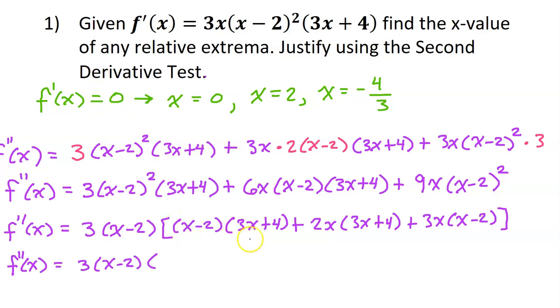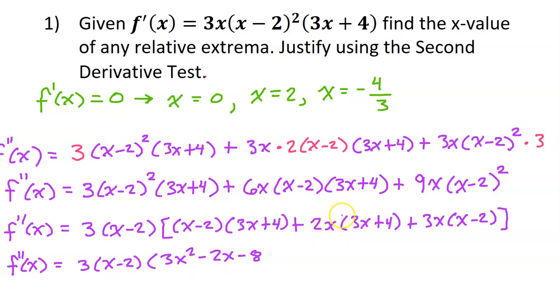I am mentally multiplying these two binomials together. So I have x times 3x, that will be 3x squared. Inner, I have negative 6x. Outer, I have positive 4. Negative 6 and positive 4 make negative 2x. And then I have negative 2 times 4, which is negative 8. So this trinomial is the result of multiplying these two binomials.